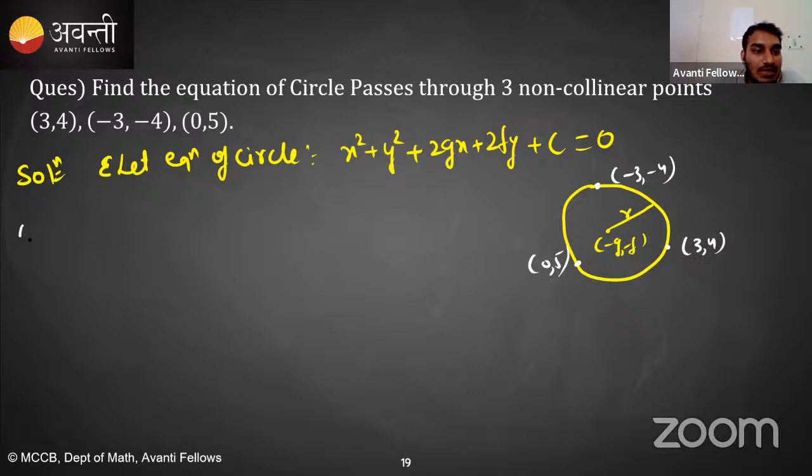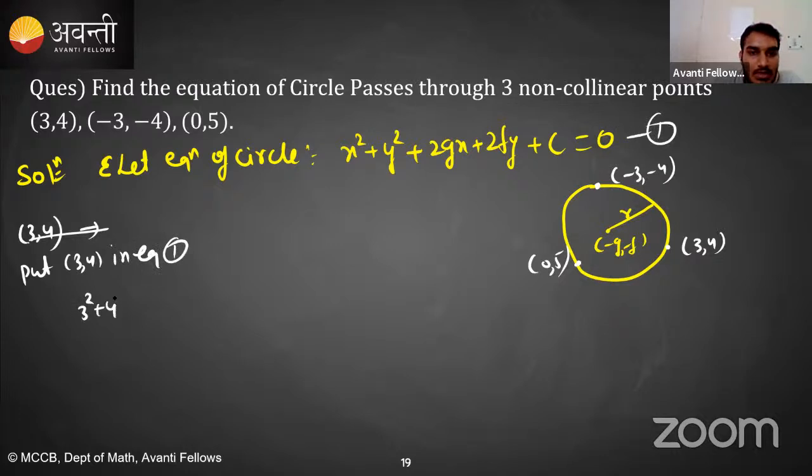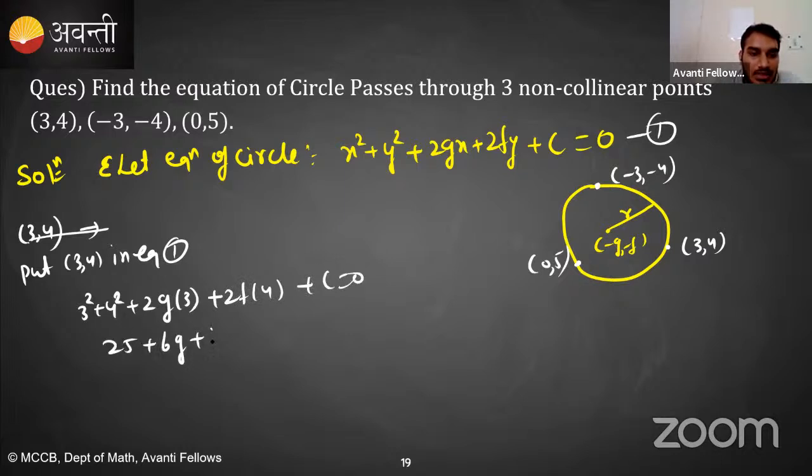So now first of all 3, 4 is lying on the circle. So 3, 4 should satisfy the equation of circle. So put 3, 4 in equation 1. So 3 square plus 4 square plus 2g x plus 2 f y plus c is equal to 0. How much did this come? 25 plus 6g plus 8f plus c is equal to 0. Right? So let's call this equation 2.